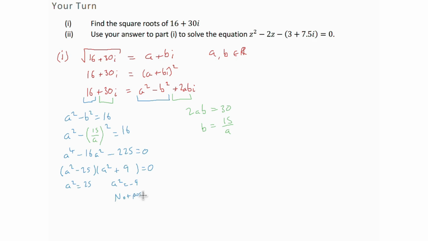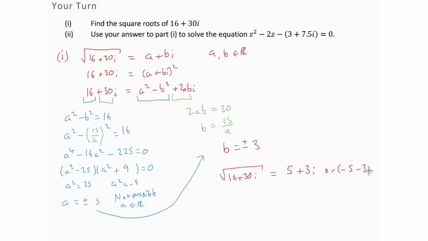This one is not possible, as a is in real numbers. So a is equal to plus or minus 5. Substituting in here, b is equal to 15 divided by 5, so it'd be 3, or 15 divided by negative 5 is minus 3, so plus or minus 3. So the square roots of 16 plus 30i are 5 plus 3i, or minus 5 minus 3i.